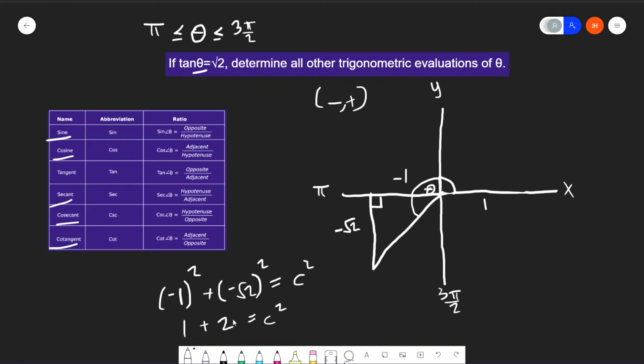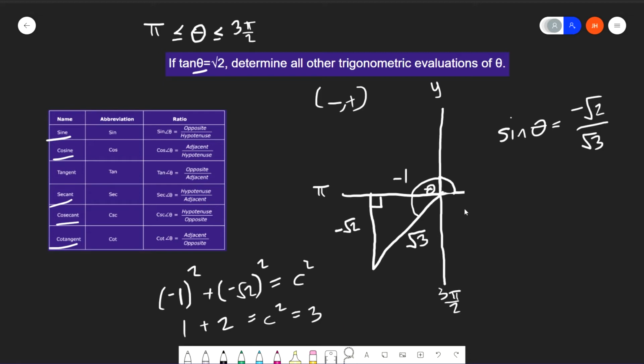So c squared will be equal to 3, making this hypotenuse here square root of 3. All right. So now that we know our 3 side lengths for this triangle, we can begin actually evaluating those trig functions. And it'll be pretty quick for us, right? So the sine of theta would be the opposite, which is negative square root 2, over the hypotenuse, which is the square root of 3.